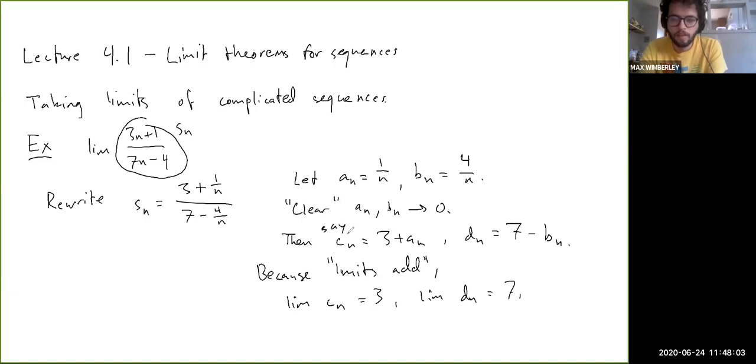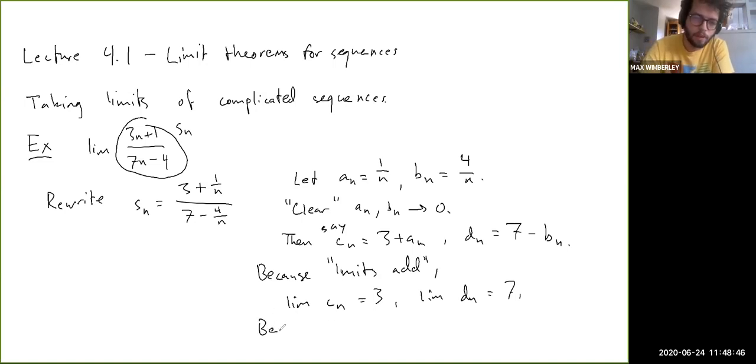So in this case, Cn is a sum of two convergent sequences, where one of them is just a constant sequence, all of whose terms are 3. And the other convergent sequence is An, which we already said converges to 0. And the same thing is true for Dn. Dn is a sum of the constant sequence 7, which is convergent, and negative Bn, which is also clearly convergent. Although actually you could argue that the scalar multiplication by negative 1 comes from another theorem. That doesn't affect the convergence of Bn. That also comes from a different theorem, but let's just ignore that for now.